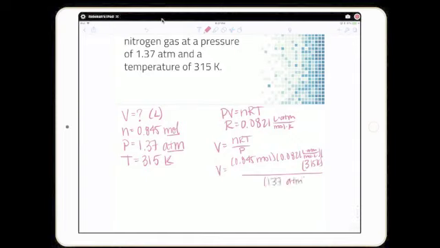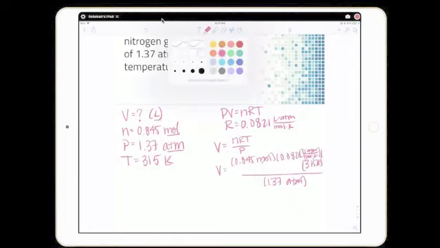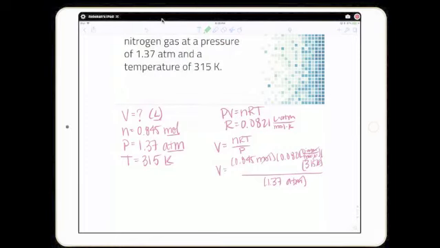1.37 atm. So I get my atm to cancel, my Kelvin cancel, my moles cancel, left with liters. That's what I want for volume, so that's good. Let that unit kind of catch you through that. Then you've got simple math to do. 0.845 times 0.0821 times 315 divided by 1.37. This means my volume is equal to 15.95, which for 3 sig figs we will round to 16.0 liters.